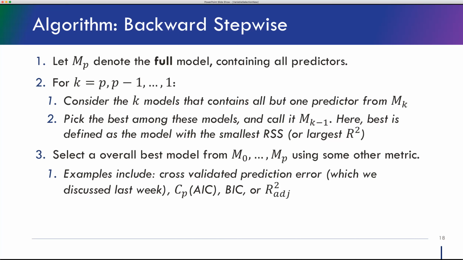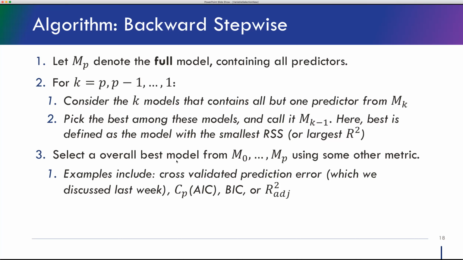So these contain all variables except one from Mk. And we pick the best among these models and call it Mk-1. And here the best is defined as the model with the smallest RSS or largest R squared. When you have models of the same size, you can use this.